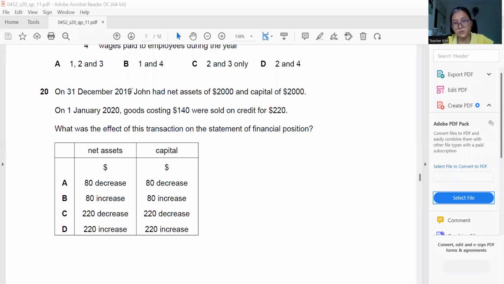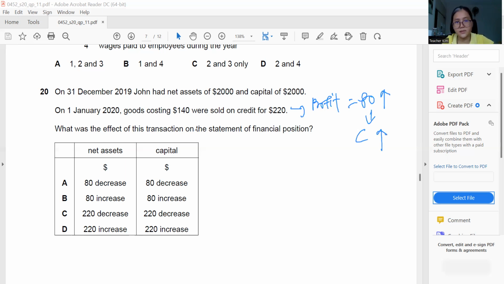On 31st December 2019, John has net asset of 2,000 and capital 2,000. On 1st Jan, goods costing 140 were sold on credit. So this is the double entry. The profit: 220 minus 140, so the profit is 80. So this one, profit increases, capital will increase.